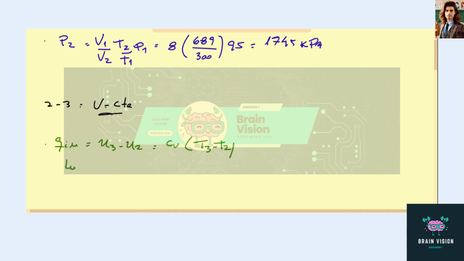Therefore, we have the input heat, which is equal to 750, equals 0.718, which is the Cv, multiplied by T3 minus 689. And from this, we get that the temperature T3 is 1734 Kelvin. So this is the first answer.